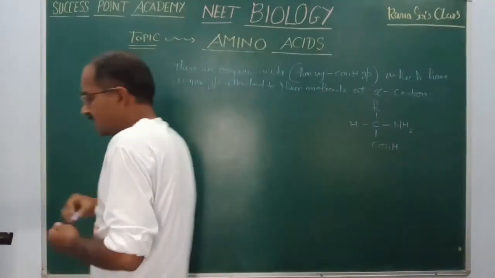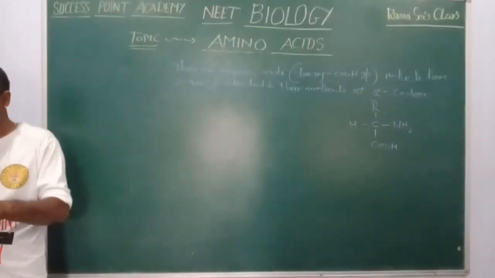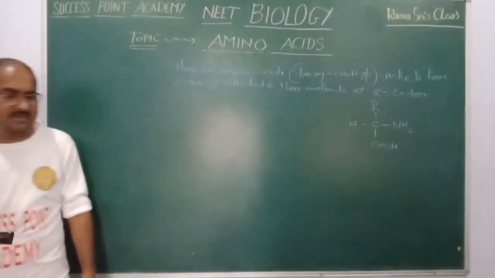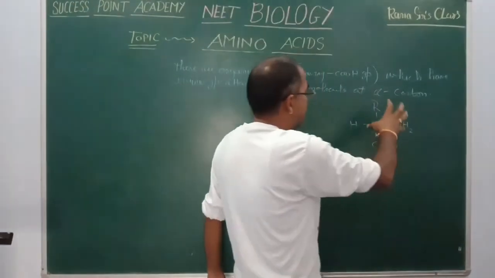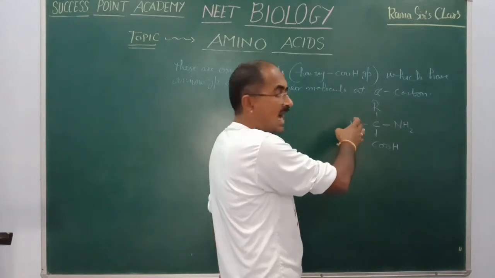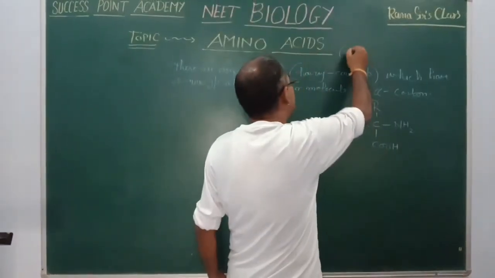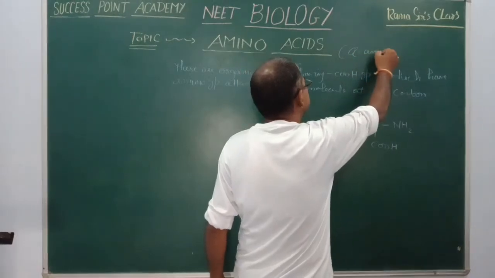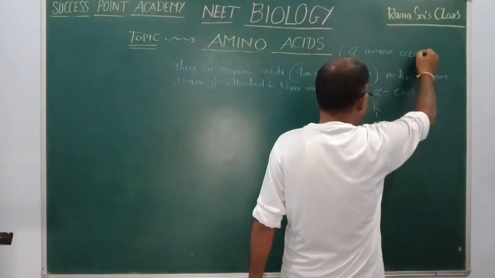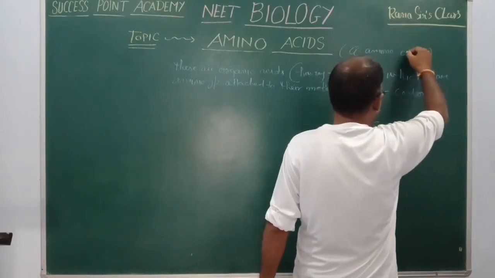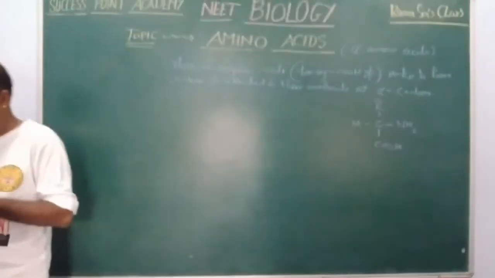So this is the general structure of amino acid. Because NH2 is attached to the alpha carbon, they are also called alpha amino acids, in whatever way you want to call it. So these are amino acids.